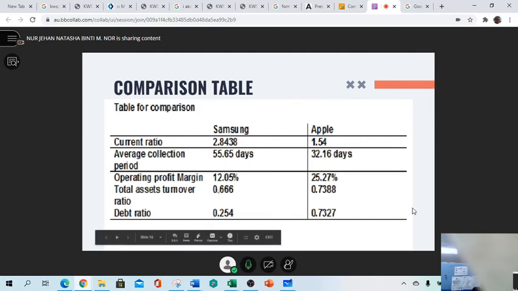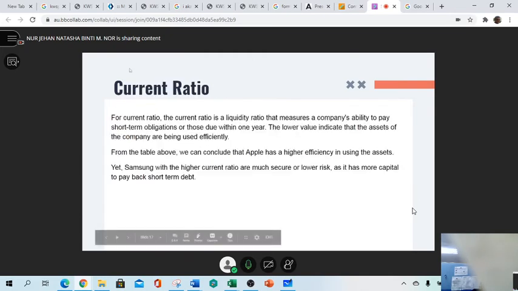Below that is operating profit margin. For Samsung it is 12.05%. Meanwhile, Apple is 25.27%. Now is the total asset turnover ratio. For Samsung it is 0.66 and for Apple it is 0.7388. And lastly, debt ratio. The debt ratio for Samsung is 0.254 and Apple is 0.7327. Thank you. That's all for me.